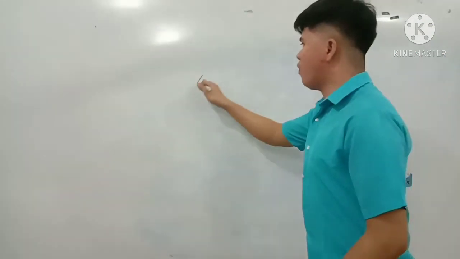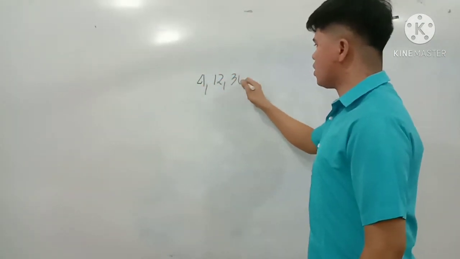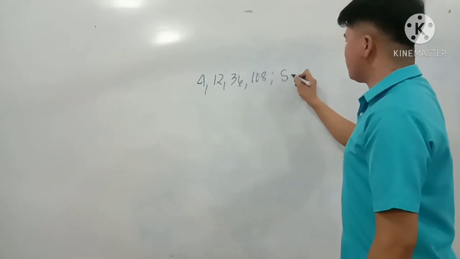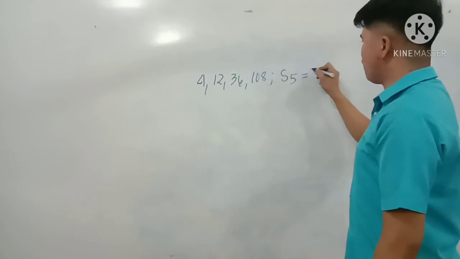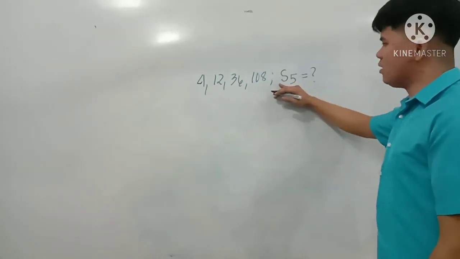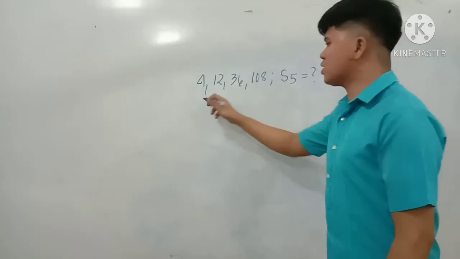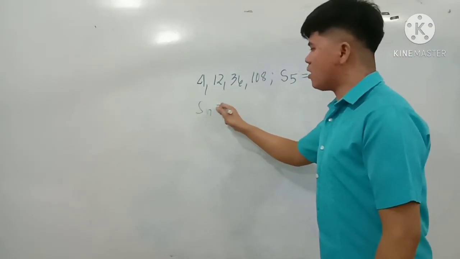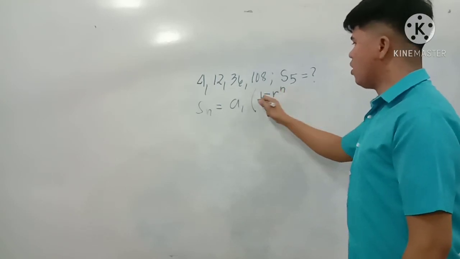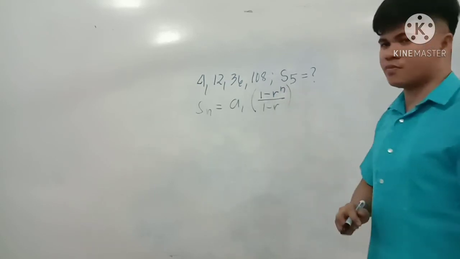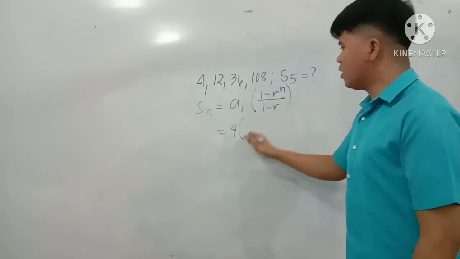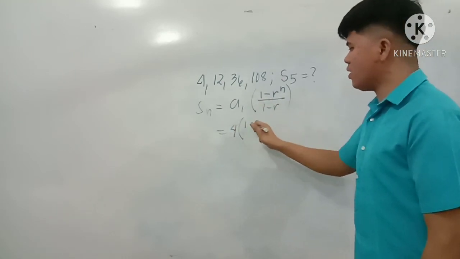Let's say we have 4, 12, 36, 108. Then we're going to find the sum of the first 5 terms of this given sequence. So again, we are dealing with the sum or the total, so we can use the formula of the series, which is in the form of S sub n is equal to a sub 1 times the quantity of 1 minus r raised to n all over 1 minus r. So our first term is 4, so we substitute here 4. Then this is constant, so we copy minus.